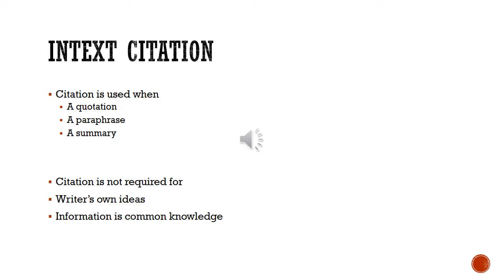And also, in-text citation is not used when the information is common knowledge, like for example Newton's law of gravity. When you are putting it into your academic essay, you are not going to cite Newton because it's common knowledge now, everybody knows about it. So common knowledge and the writer's own ideas, you need not cite, or citation is not required.